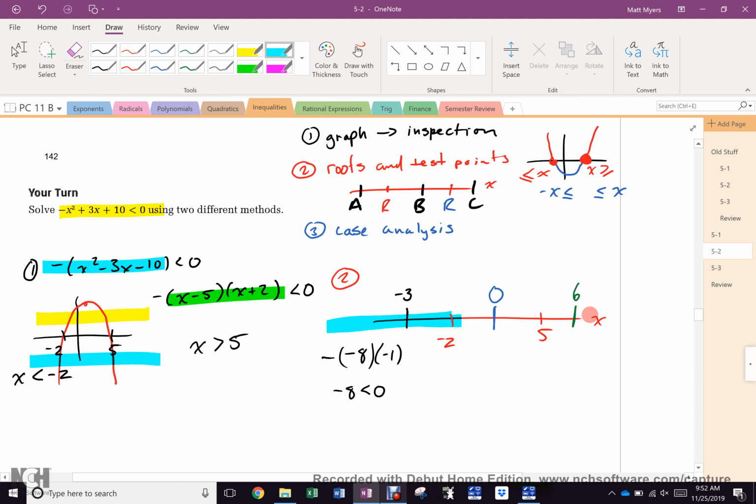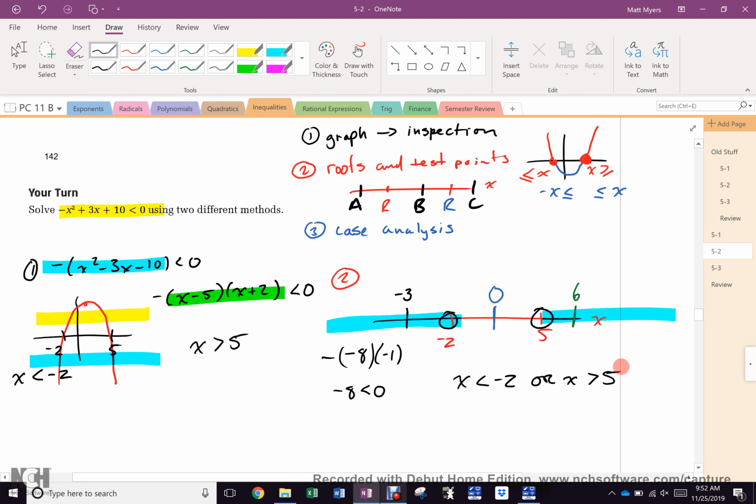Come over here and check with 6. What's 6 minus 5? 1. What's 6 plus 2? 1 times 8 is 8. With a negative out in front is -8. Is -8 less than 0? So if 6 works, that means everything up here works. And then you just do the grade 9 thing. Since it's less than, you circle it, you do not color it in. X must be less than -2, or X must be greater than 5.